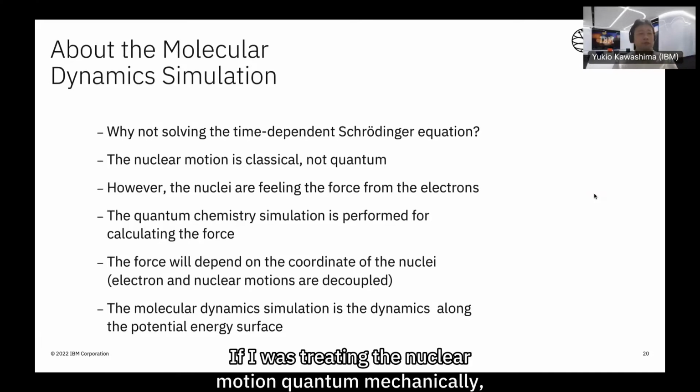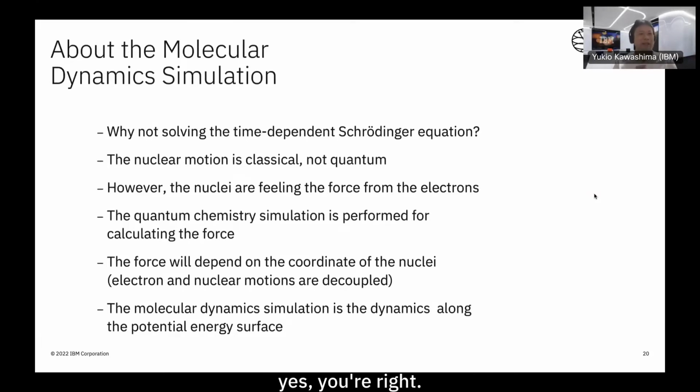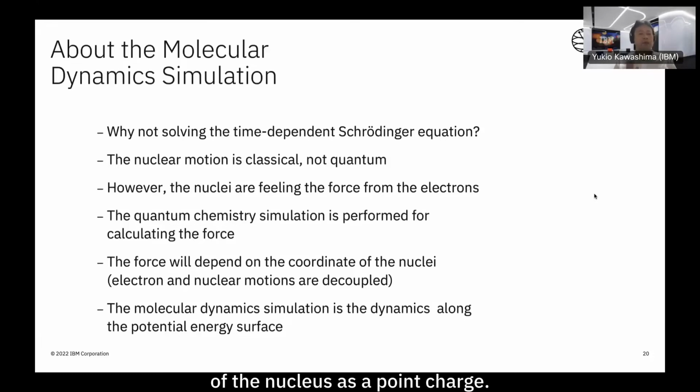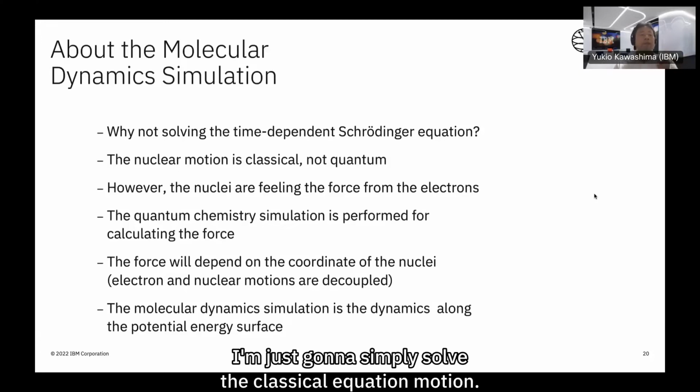If I was treating the nuclear motion quantum mechanically, yes, you're right. However, I am applying the Born-Oppenheimer approximation. So for the nucleus, I'm only going to treat the classical effect of the nucleus as a point charge. So the nuclear motion is classical. Therefore, I'm not going to solve the time-dependent Schrodinger equation. I'm just going to simply solve the classical equation of motion.